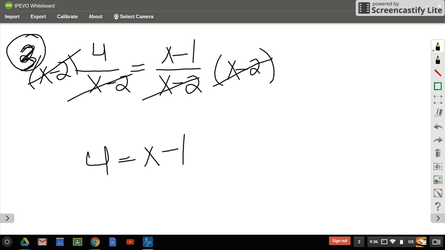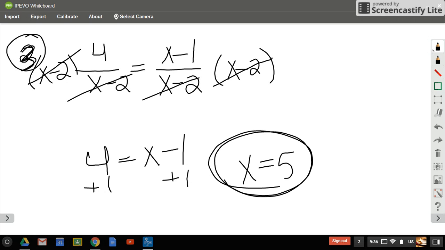We don't have to go through all those steps, and instead we can just solve a linear equation, adding 1 to both sides, and we get x equals 5. Go back and look at our excluded value. Our excluded value would be x cannot equal 2, which doesn't conflict with our answer. So this would be our final answer.